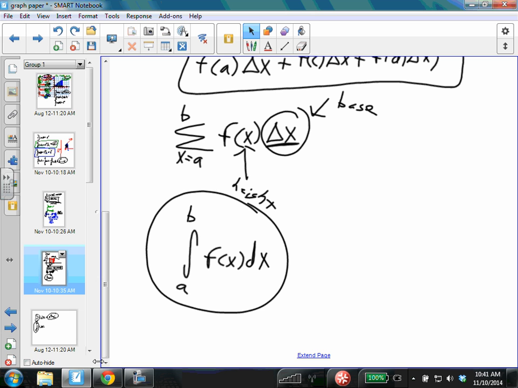But our changes in x are so infinitely small that we're going to get an infinite number of Riemann sums and, therefore, an exact answer when we get to the end. Okay? That's how this works out. That's the best way for you to think about it. This is an area, a bunch of rectangles, base times height. That's what we have whenever we're working these.